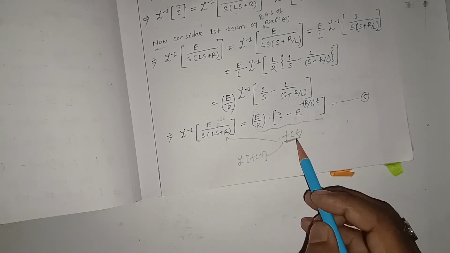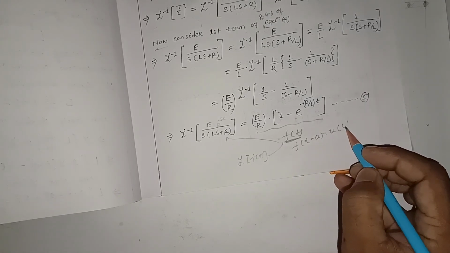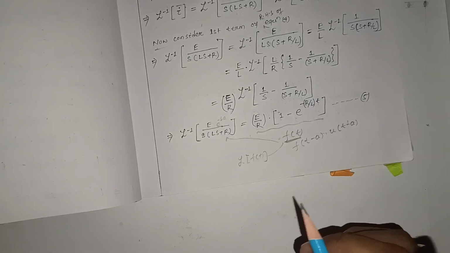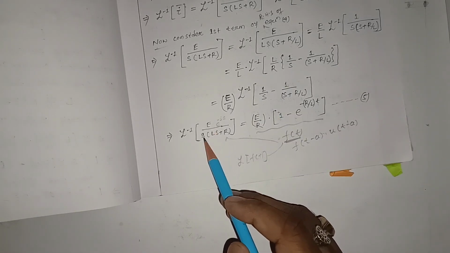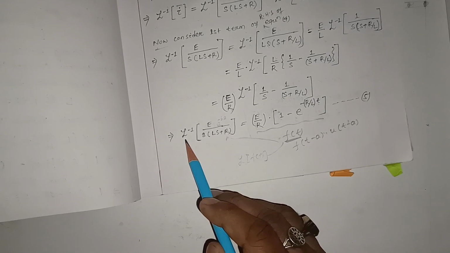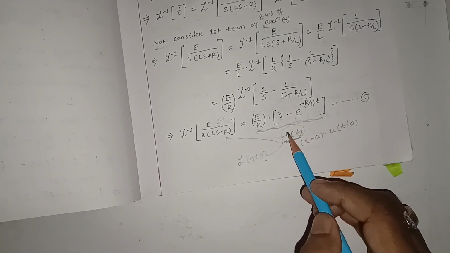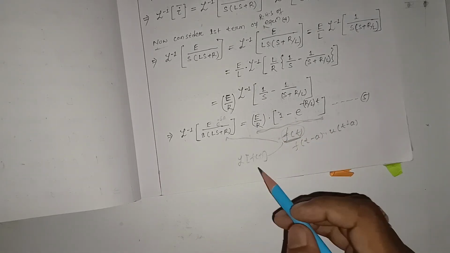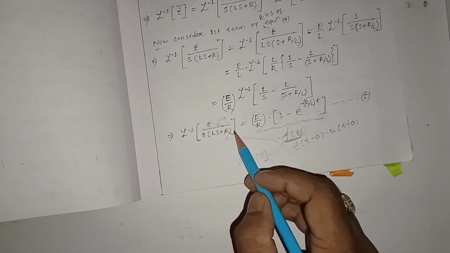Not f of t, but the answer will be f of t minus a into u of t minus a. Carefully you have to watch. Whenever we have E by s into L s plus R, its inverse Laplace transform, we got this one, which is the so-called f of t, small f of t. The Laplace transform of this f of t is this one, right?